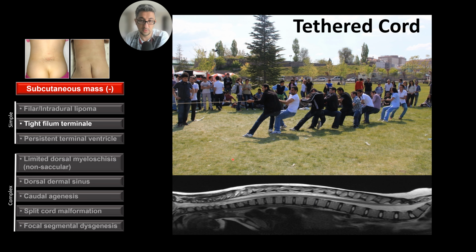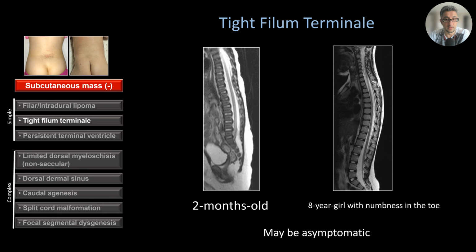So this is also called tethered cord or tight filum terminale, and where there are associated symptoms and signs, it is called tethered cord syndrome. Patients may be completely asymptomatic, or they may have some symptoms, as you can see in a 2-month-old and an 8-year-old with numbness in the toe.